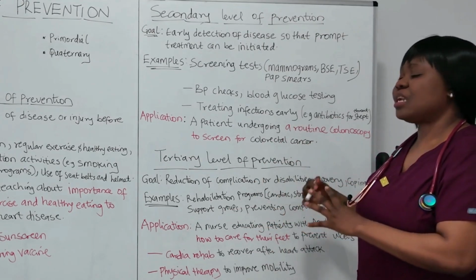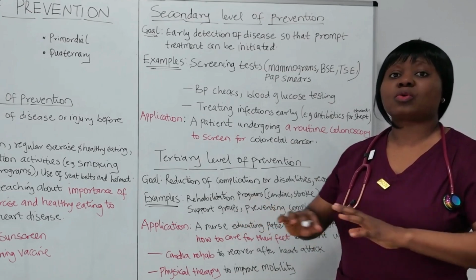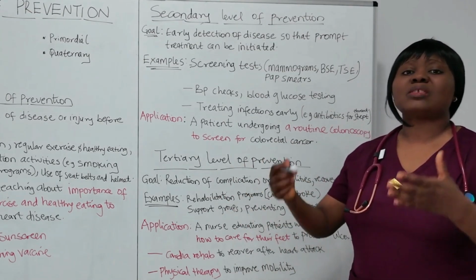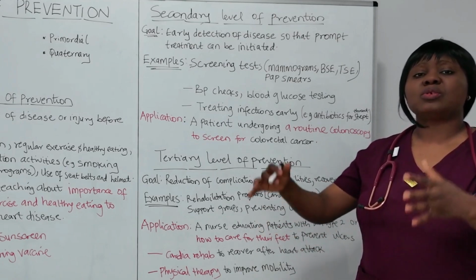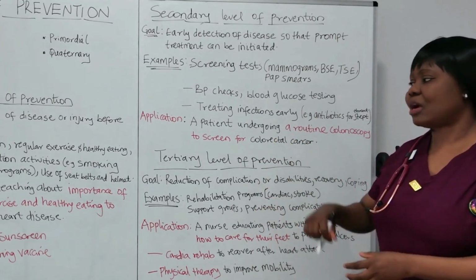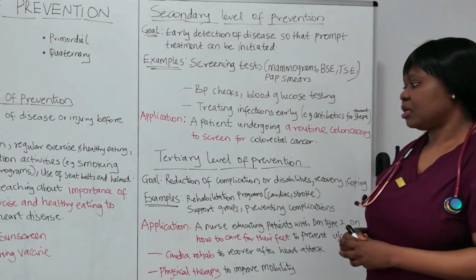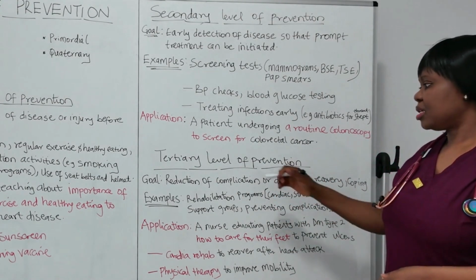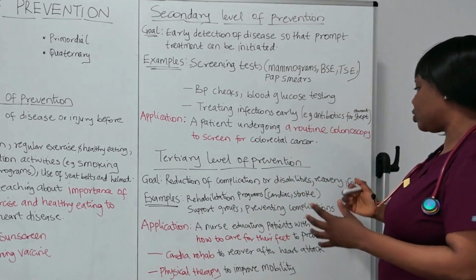So when we look at tertiary level of prevention, most times it relates to chronic diseases. This patient is going to live with this disease for the rest of their life. But what are those activities that can be done to limit or reduce complication or disability from that disease? That will fall under tertiary level of prevention. For example, any rehabilitation program like cardiac rehabilitation will fall under tertiary level of prevention.